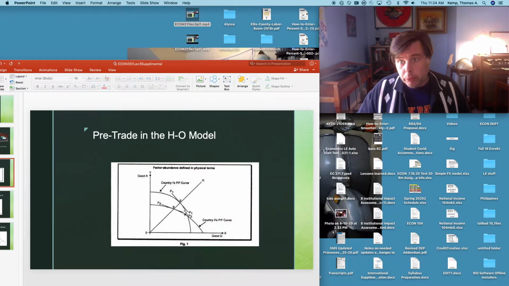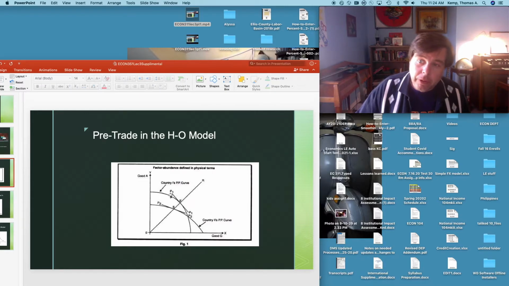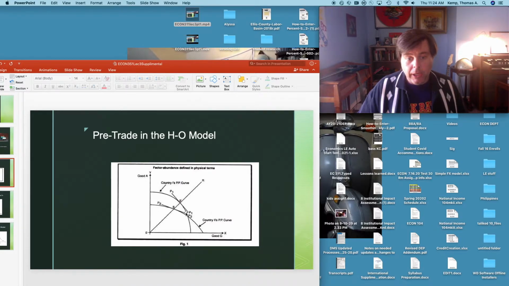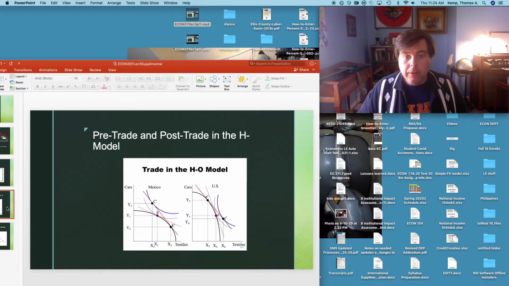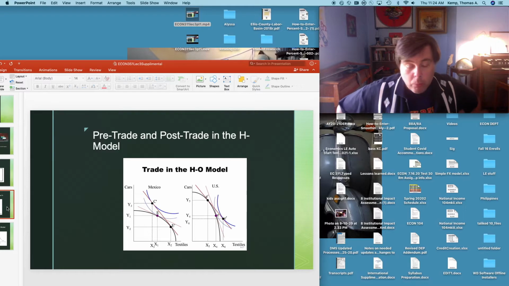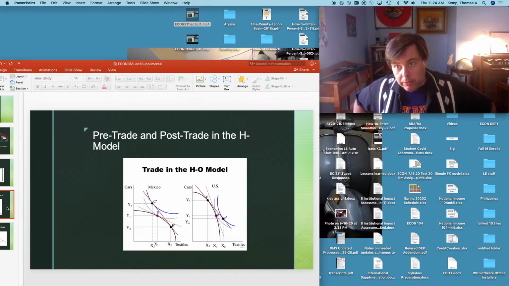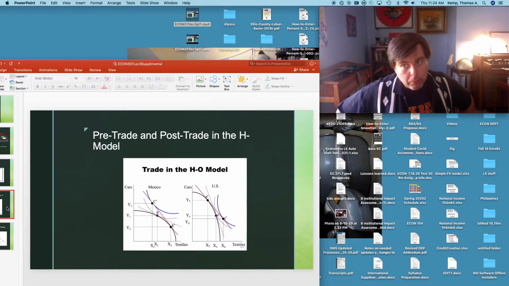Okay, so pre-trade in a Heckscher-Ohlin model, it has to be the case that there are price variations, and those price variations between the countries arise due to different factor endowments. Okay, so again, PPFs, relative prices in each country pre-trade. As trade opens up, what happens, of course, is prices equalize, right? Law of one price. If there's only one market, it produces one price for one good.